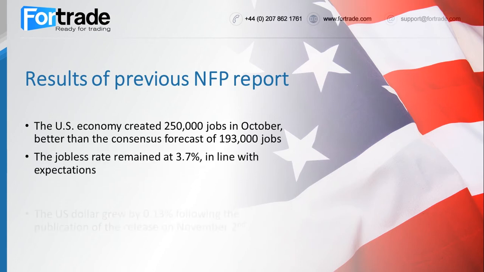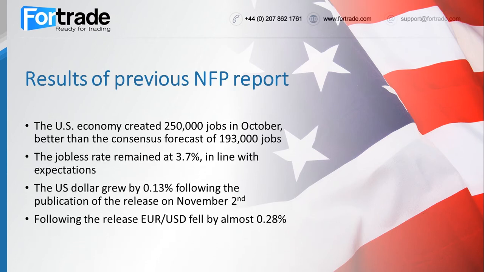The non-farm payrolls released on November the 2nd, 2018 showed that the US economy created 250,000 new jobs in October, better than the predicted estimate of 193,000 jobs. The jobless rate remained at 3.7%, in line with expectations. The US dollar index grew by 0.13% following the publication of the release on November the 2nd, before falling over the next week.